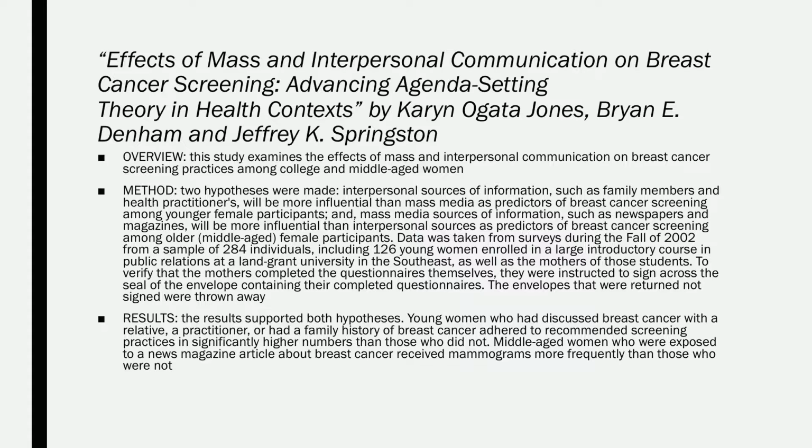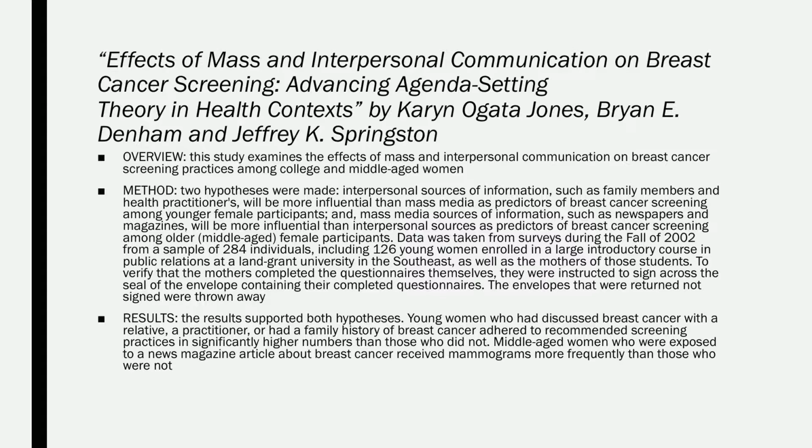Data was taken from surveys during the fall of 2002 from a sample of 284 individuals, including 126 young women enrolled in a large introductory course in public relations at a land-grant university in the Southeast, as well as the mothers of these students. To verify that the mothers completed the questionnaires themselves, they were instructed to sign across the seal of the envelope containing their completed questionnaires. The envelopes that were returned not signed were thrown away.